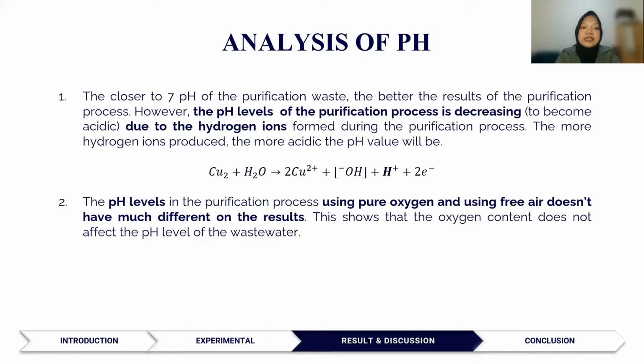And we can analyze that the pH level of the purification process is decreasing due to the hydrogen ions formed during the purification process. The more hydrogen ion produced, the more acidic the pH value will be. And this is the chemical reaction of the process.